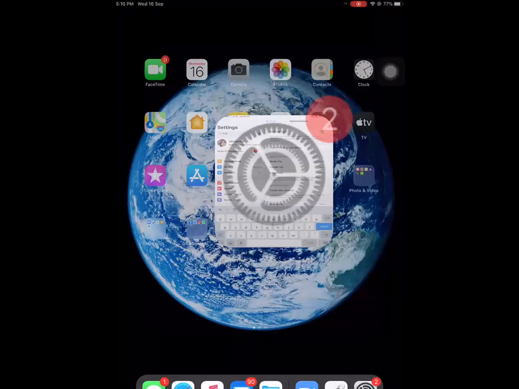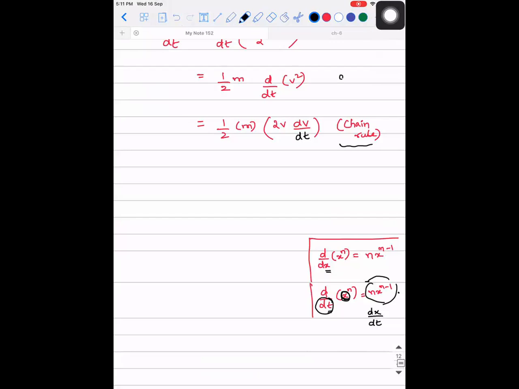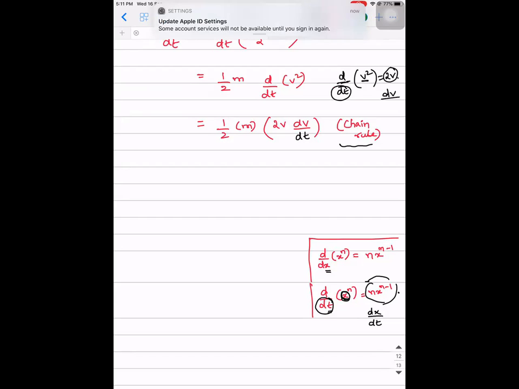Please make a note of it. The reason why I wrote it is, had the question been d by dv of v square, then my answer would have been 2v. But it is not d by dv of v square. Rather, it is d by dt of v square. So what should I do? I need to first write 2v into the derivative of the variable with respect to t. So that is why I wrote dv by dt. I hope you are able to understand this. You will learn about this only in your 12th standard, not even in your 11th. This is called the chain rule. Have it in your mind.